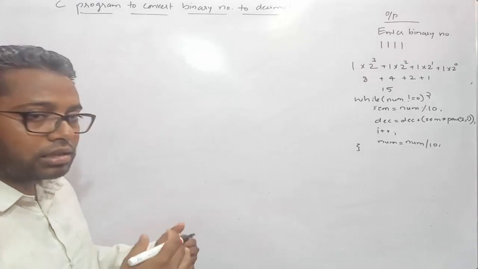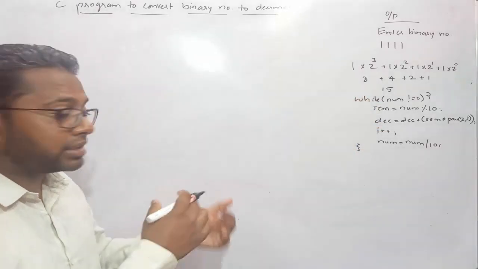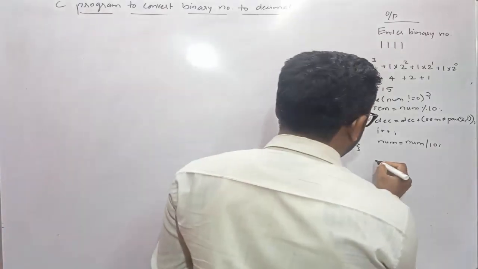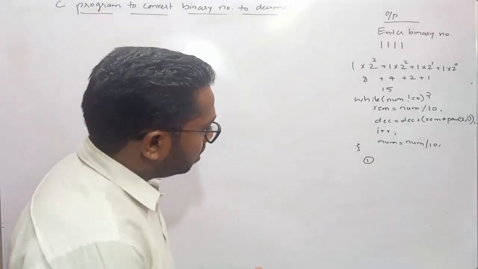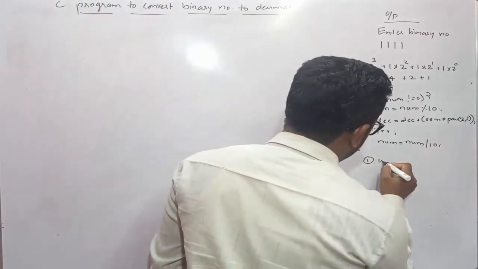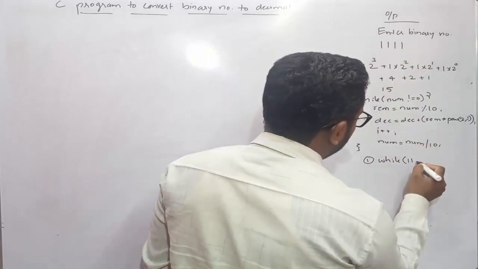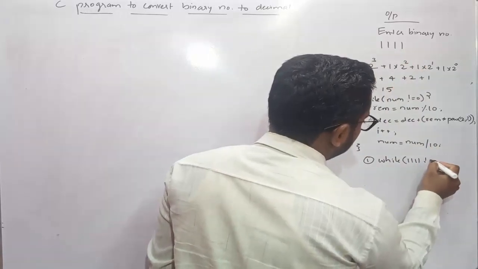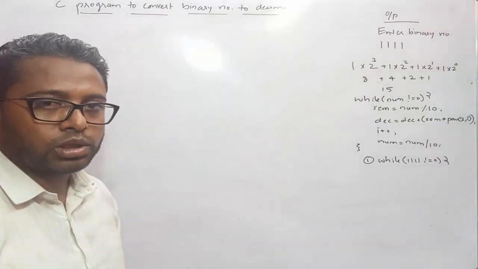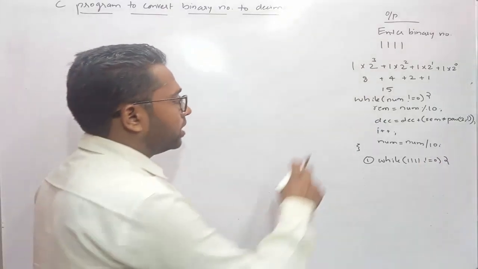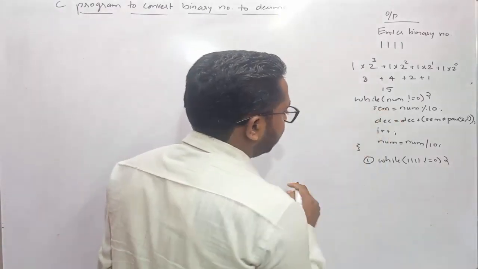So let us try to understand how this code works. Let us try to trace this program first. While num, 1111, is not equal to 0. Yes, 1111 is not equal to 0. The condition becomes true. That's why the control will come inside the while loop to execute these statements.